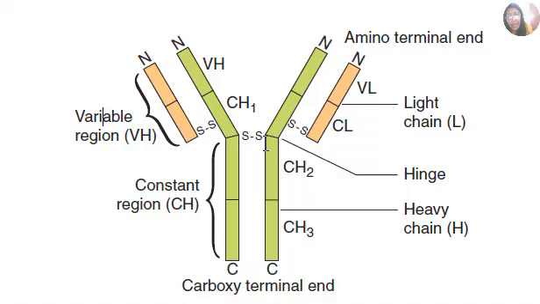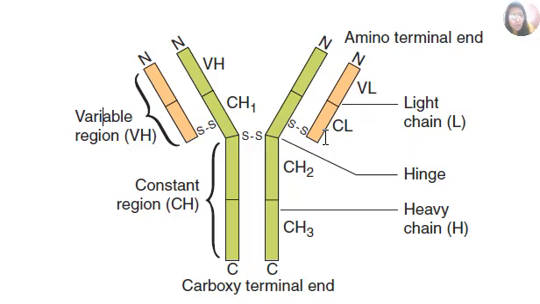And light chain types: all immunoglobulins contain either kappa or lambda light chains. I am repeating again, all immunoglobulins contain either kappa or lambda light chains.